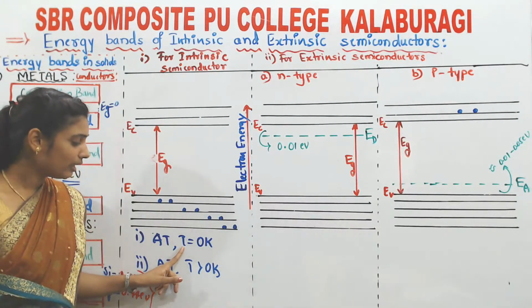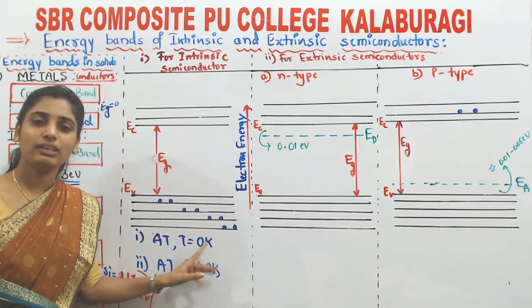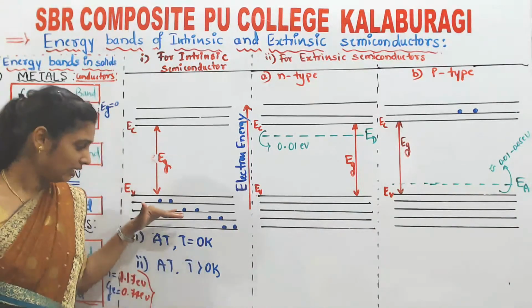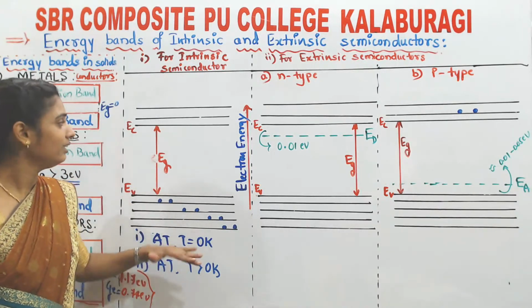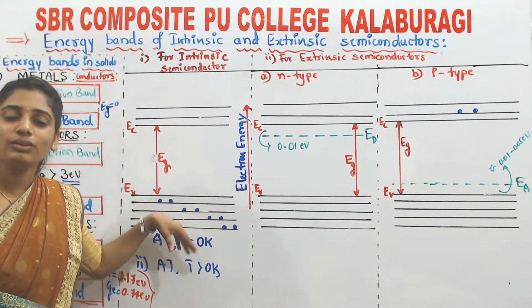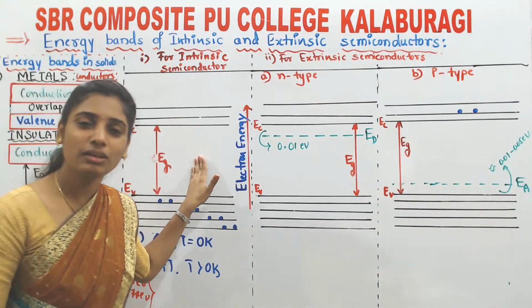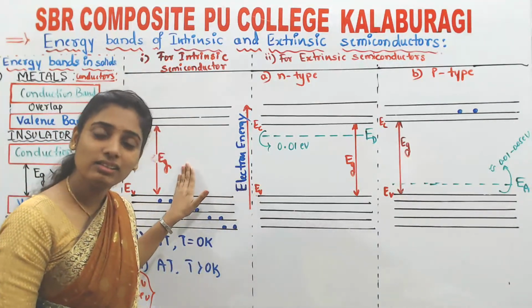So at T equals 0 Kelvin, at this temperature, the electrons will be lying in the valence band. There is no electron in the conduction band, and with no electrons in the conduction band, they are not conducting at 0 Kelvin.